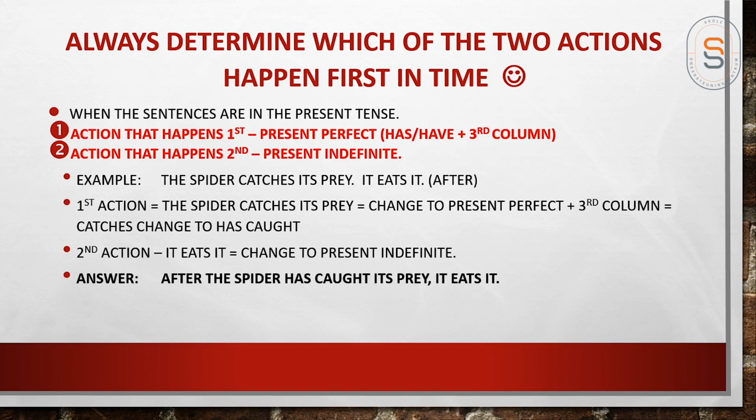If we look at the example again, the spider catches its prey, it eats it. My first action is the spider catches its prey, present perfect. The spider is only one, so we're going to use has. Start with after. After the spider has caught its prey, the second part, present indefinite, it eats it.